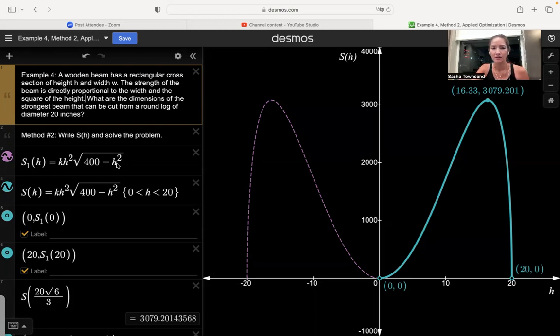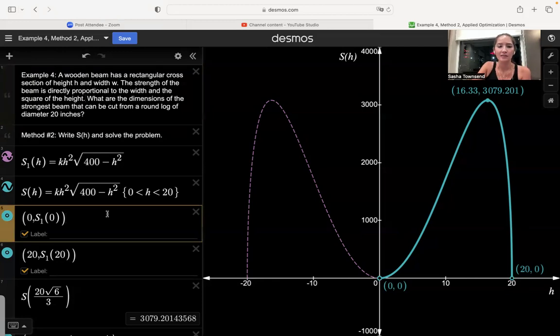Because we know the height of the beam has to be greater than 0, and it also has to be less than the diameter of the log that we're cutting the beam from, which is 20 inches. So we're on this part of this function, and the question is, where is that function optimized? Where is it maximized? I want to maximize the strength.